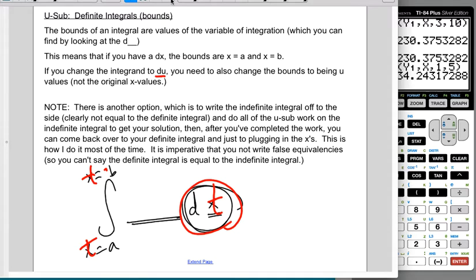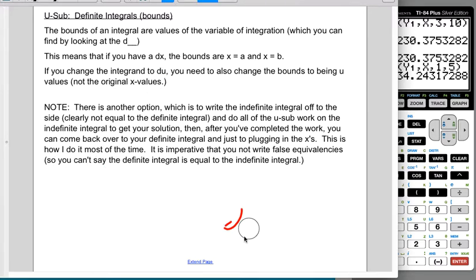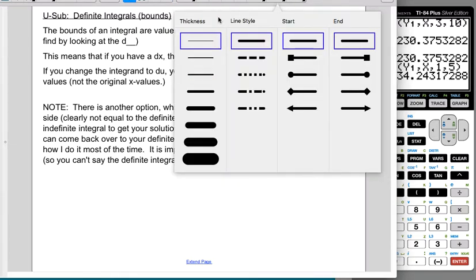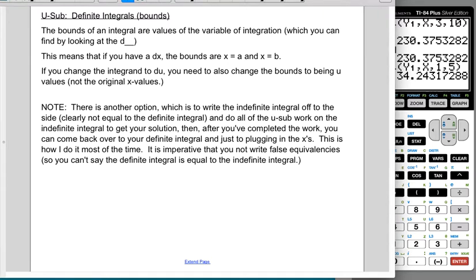There is another way to do this, in which you essentially write the indefinite integral off to the side and do all of the work, as long as you clearly don't say that the definite integral and the indefinite integral are equal, because they're not. Then you can loop back and deal with the plugging in after you've done all the work off to the side. That's the way I tend to do these problems, and we're going to walk through all of your options. Honestly, the only reason I change the bounds on u-sub instead of doing all my work off to the side is if I'm specifically asked to do so. So we're going to walk through both options so you can see it.